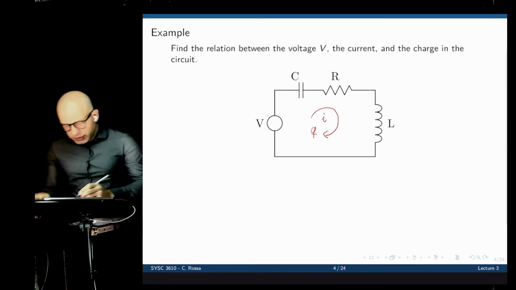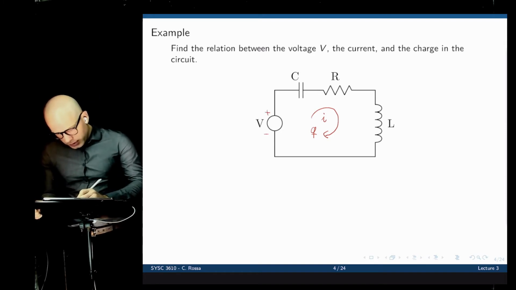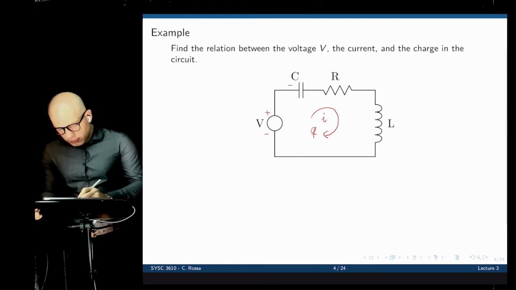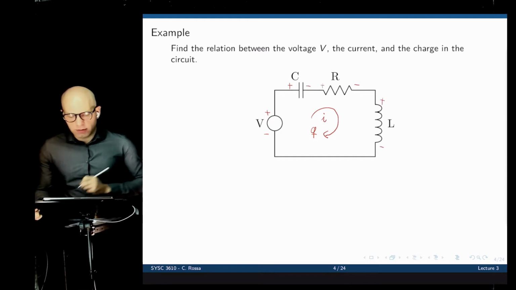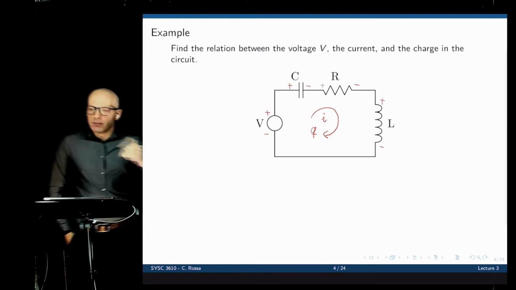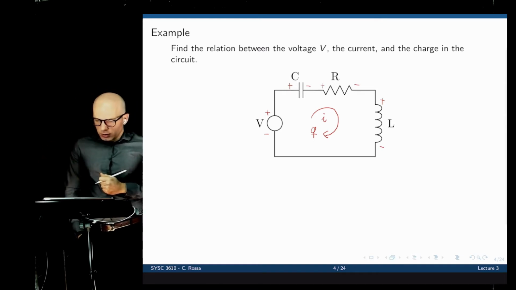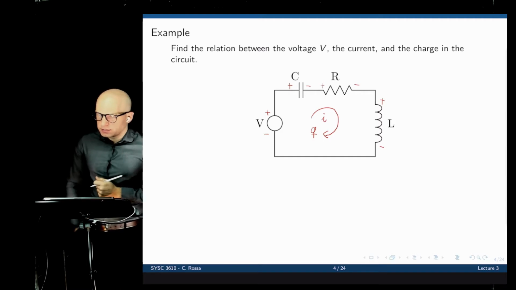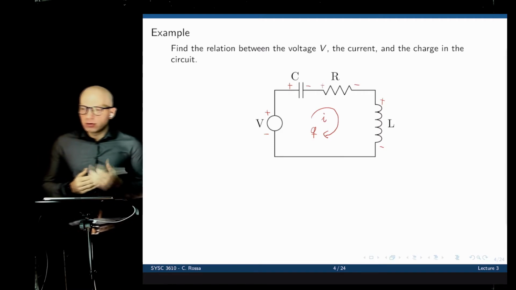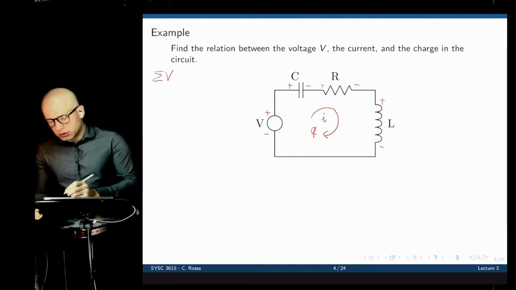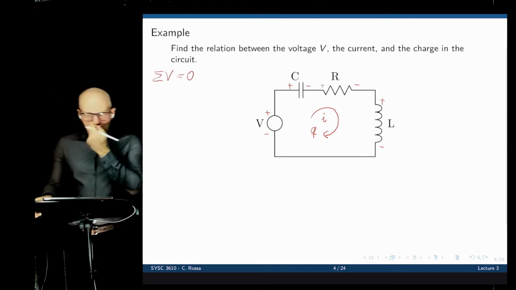To do that, let's first define the signs for the voltage drop. The voltage source is the input, and everything else will have a voltage drop that goes in the opposite direction as that of the input, like that. On one end, higher voltage potential than the other one. What does Kirchhoff's law state? It states that the sum of all voltages in a closed loop is equal to zero.